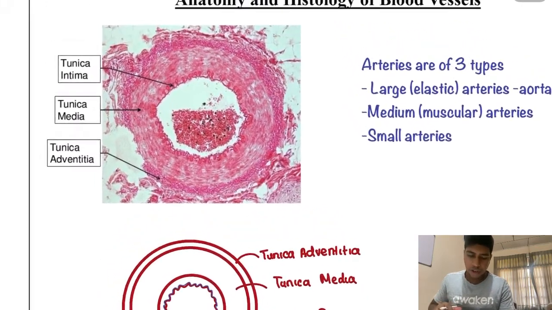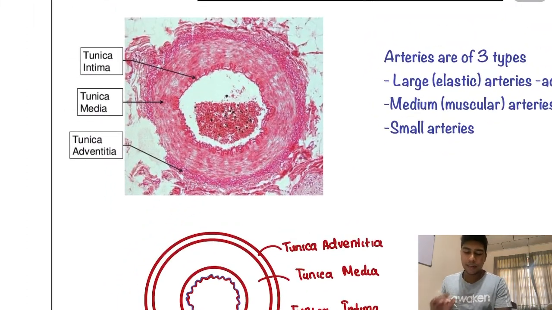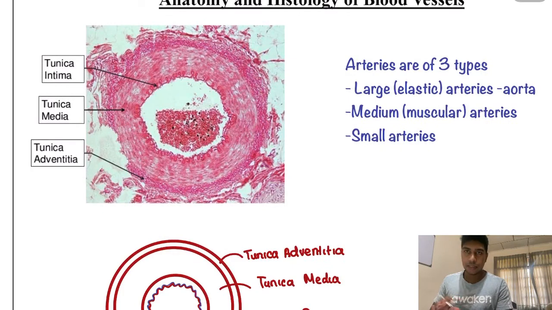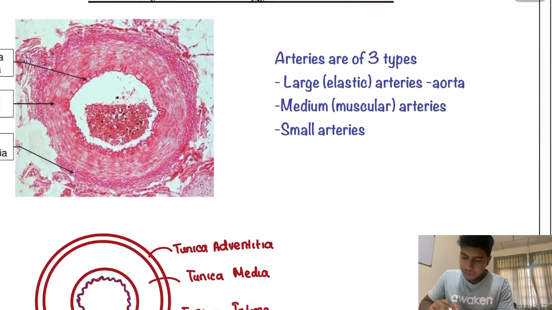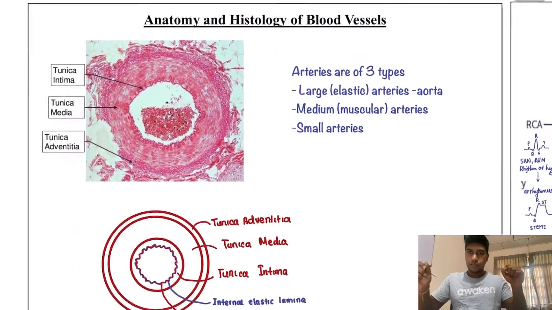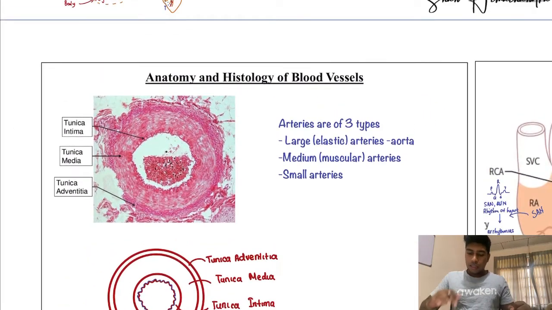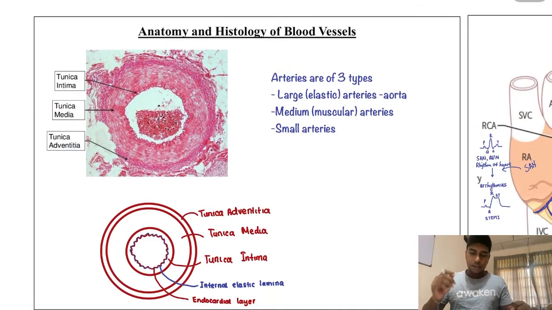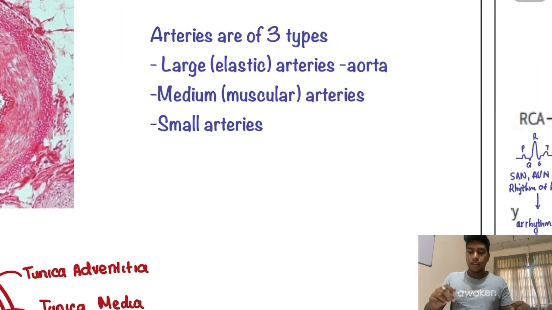Next, I'm going to talk about the anatomy and histology of blood vessels. Now, this is basic histology, but I want you to understand this. So, there's three types of arteries. There's the large elastic arteries, they stretch. Then you have the medium muscular arteries, and you have the small arteries.